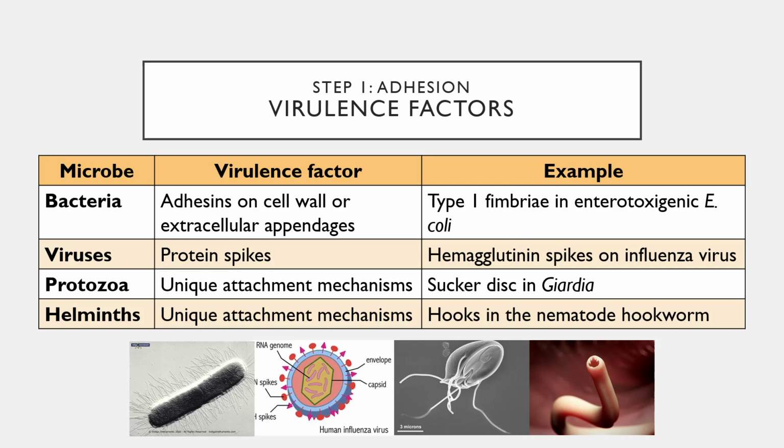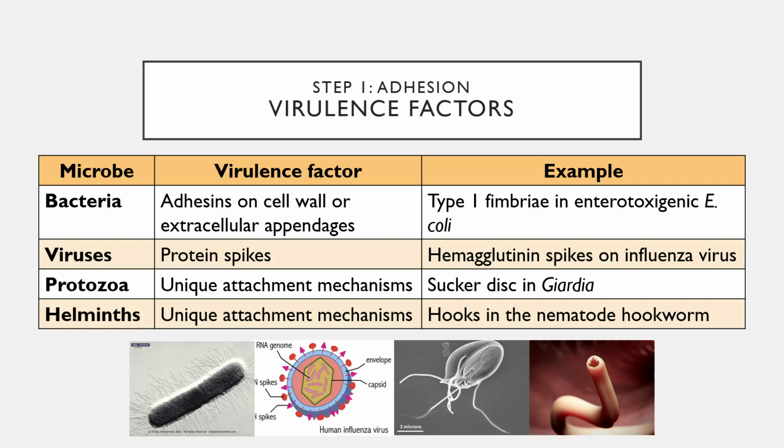Enterotoxigenic E. coli is a specific mutant strain of E. coli that is able to cause gastrointestinal infection, and these type 1 Fimbriae allow these E. coli to attach to the intestinal epithelial cells and therefore cause disease. So this strain of E. coli is a common cause of traveler's diarrhea, and its ability to do so is enhanced by the presence of this virulence factor.